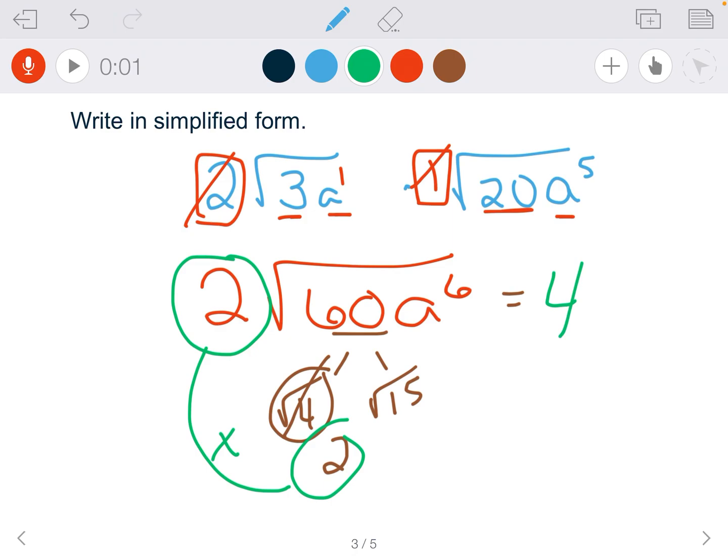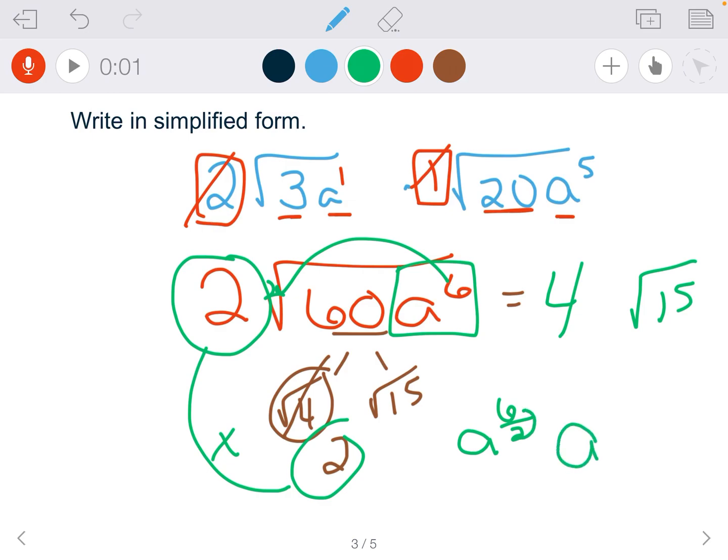Okay. Hopefully you're staying with me. And inside the radical, I have a 15. So now I'm going to take the next element, a to the 6th. And remember, we're dividing it by the square root index. The square root number is 2. So how many times will 2 go into 6 evenly?